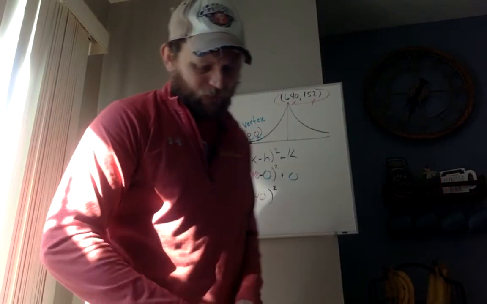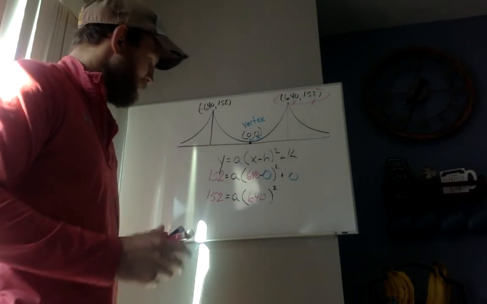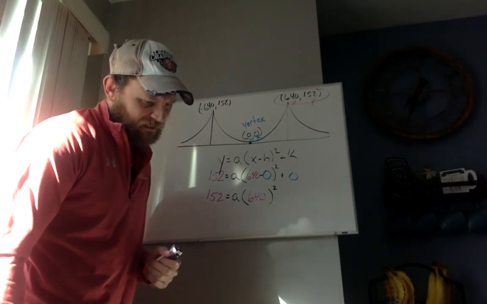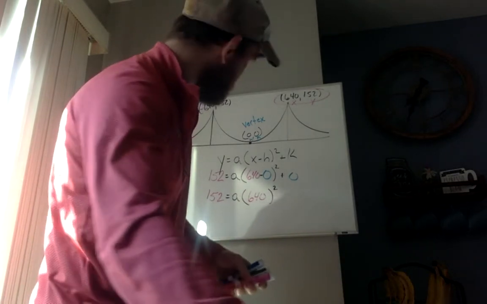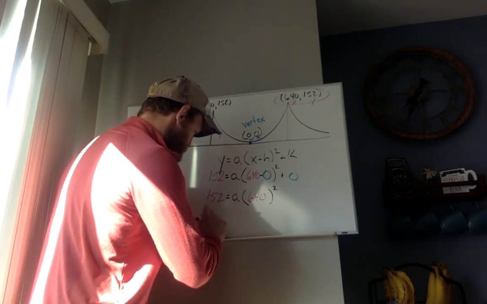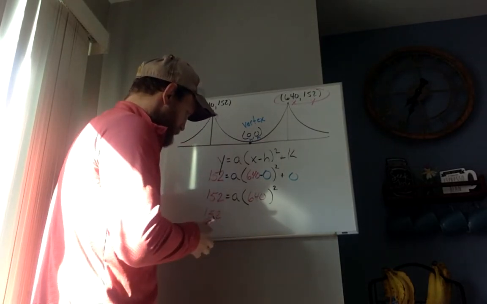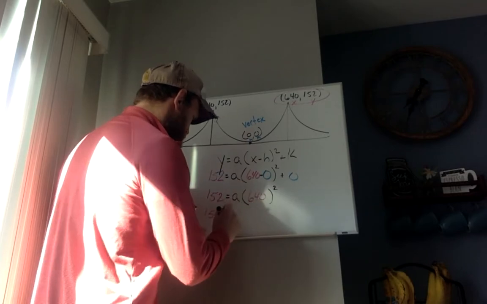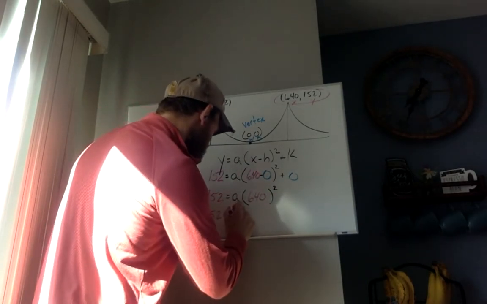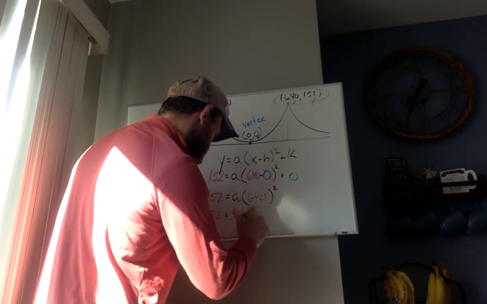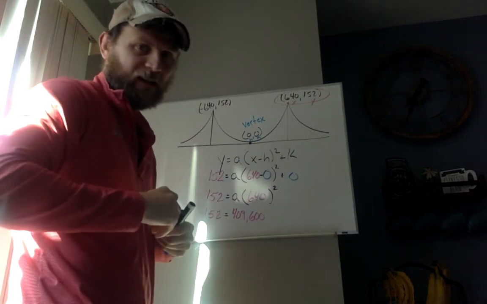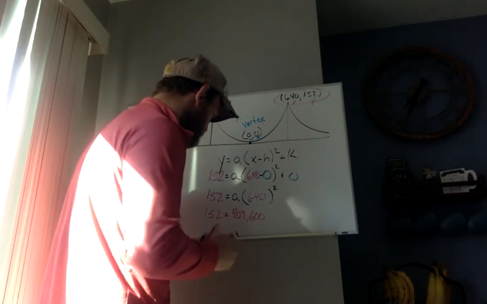So what I'm going to do is just multiply that out. I have it written down. It's 409,600. So 152 equals 409,600 a. Okay, that's what I got. Check me, because you guys know I don't use calculators.